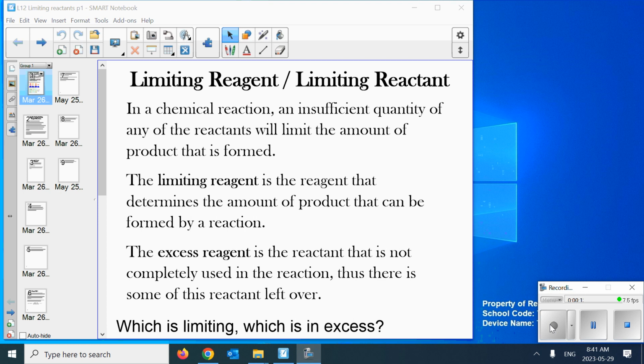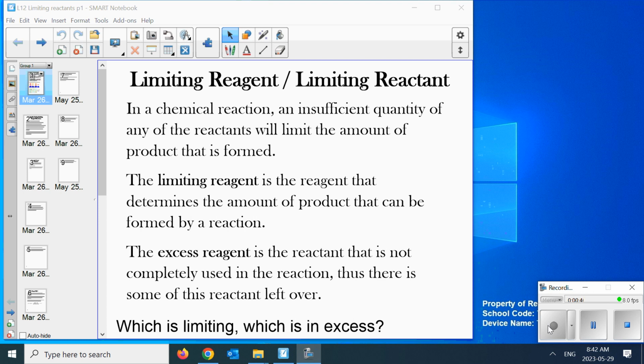Okay, limiting reagent, limiting reactant. I use the terms reactant and reagent the same, as synonyms. A reactant is on the left-hand side of a chemical equation, right? It's your starting material.